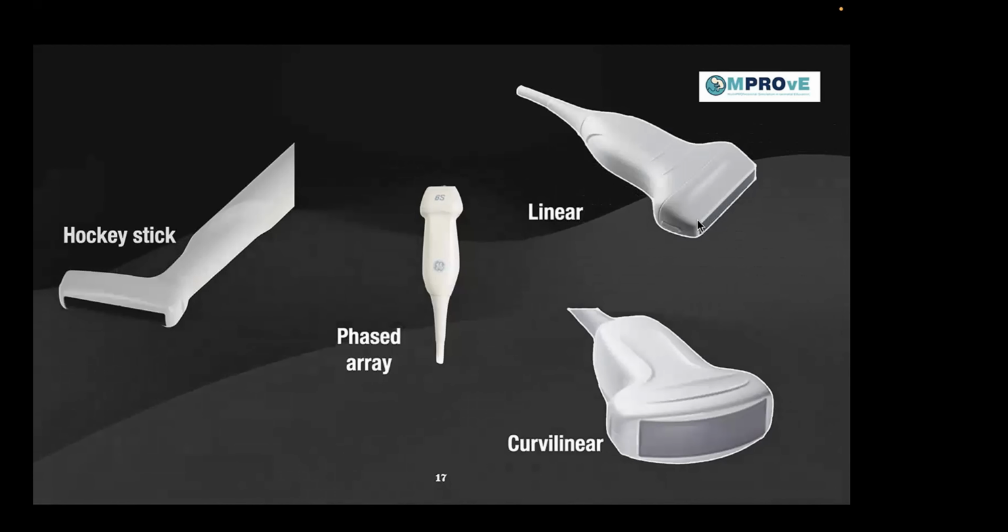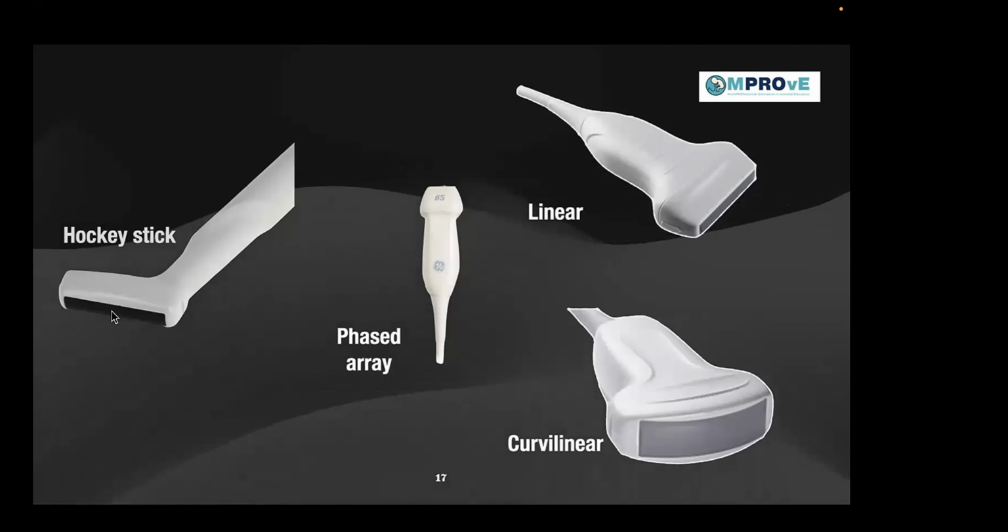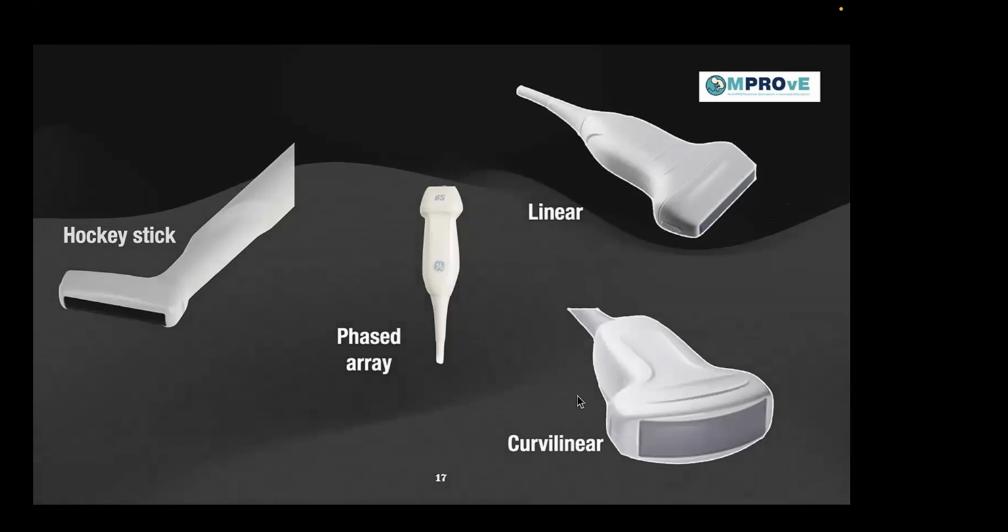Linear probe is the one which we'd like to use for the lung ultrasound because it has the maximum frequency. So it gives you a very superficial and crisp image. Hockey stick is just the extension of the linear probe. It has a smaller footprint, unlike the conventional linear one, but again, very high frequency and mostly used for the vascular structures or the lung ultrasound.